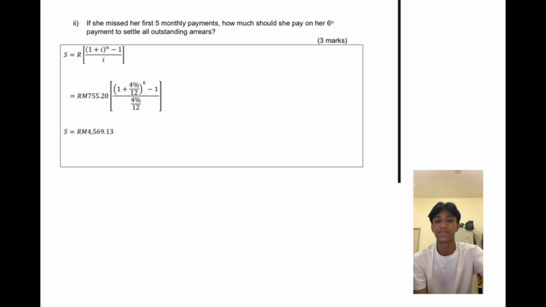So I will get the value, which is 4,569.13. So for question 2C3, immediately after paying for 5 years, Nur Aminah wants to settle the loan in full. Find the amount needed to pay and the total interest charged.